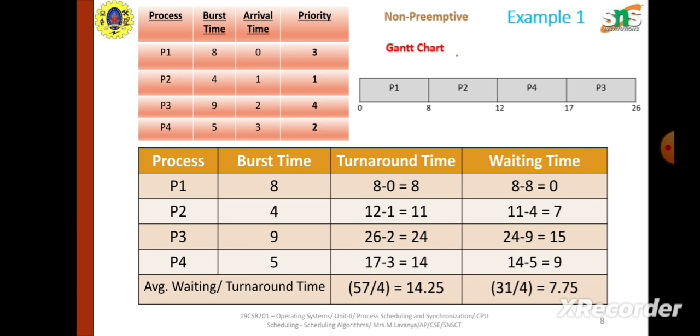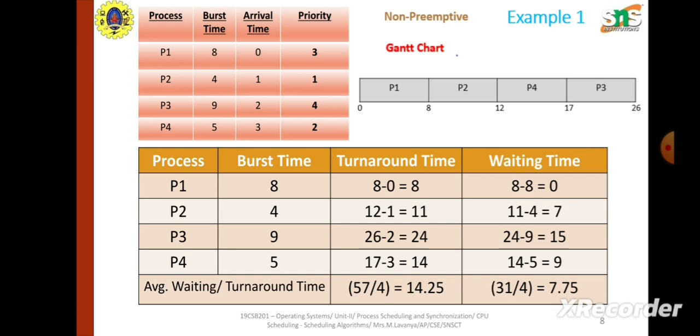Then process P3 starts its execution. Now only P3 is available in the queue. P3 starts at 17 milliseconds. 17 plus its burst time 9 equal to 26 is the completion time of process P3. This is the Gantt chart for execution under the non-preemptive method.